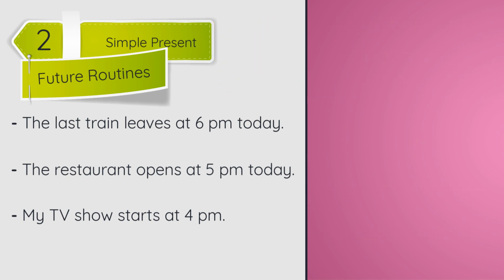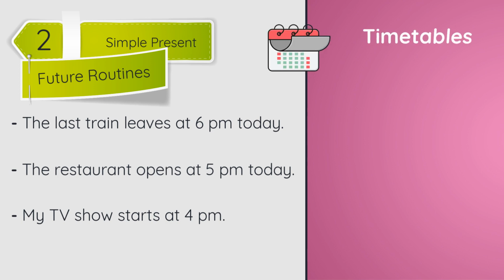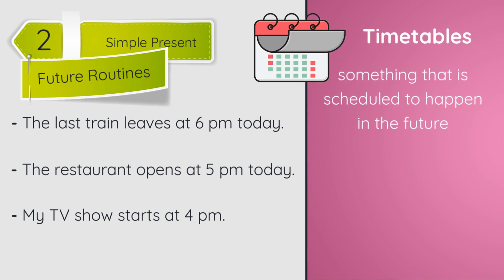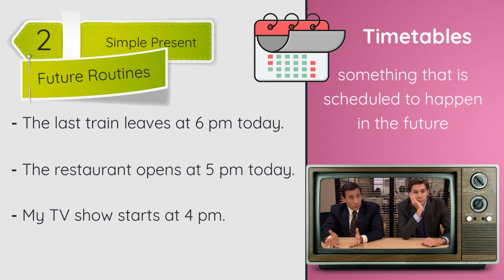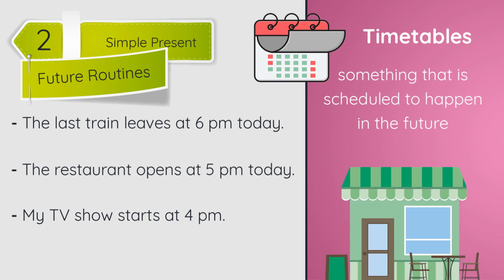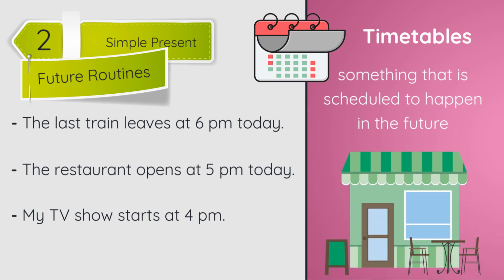Okay, so for example, and by this I mean timetables. We use this when we are talking about a scheduled event, something that is scheduled to happen in the future. So this usually has to do with when we are talking about transportation, trains, airplanes. We can use this tense. We can use it when we are talking about TV shows. We can use it when we are talking about restaurants opening and closing or stores when they open and close. So, we use this when we are thinking about a schedule or a timetable.